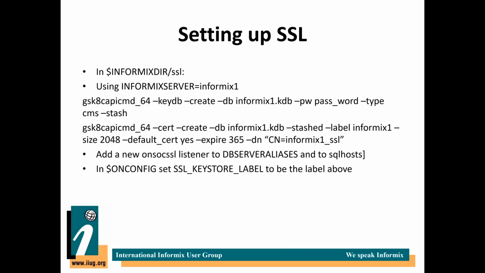So the second thing we're doing there, the second command, is we're going to create a certificate. So cert create, telling it the database file, we're using stashed, and then we give it the label. Labels are important. When we are trying to connect to a particular server, the label will tell the client which certificate to use. The other flag there is the expire 365. So as you can guess, this expires in 365 days.